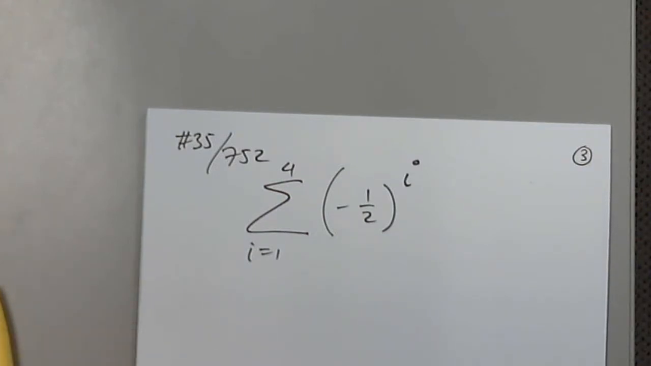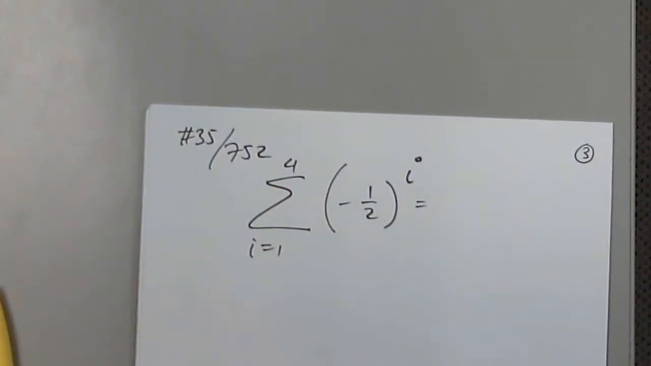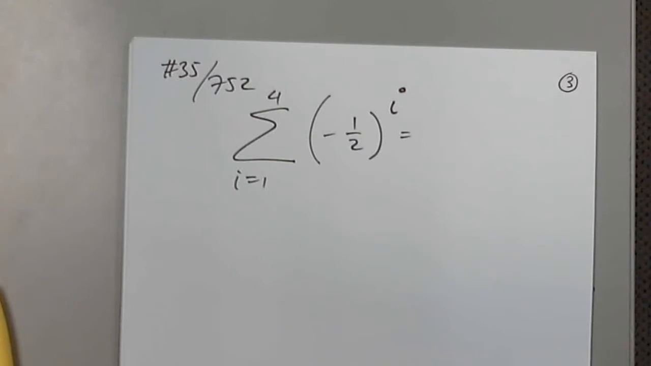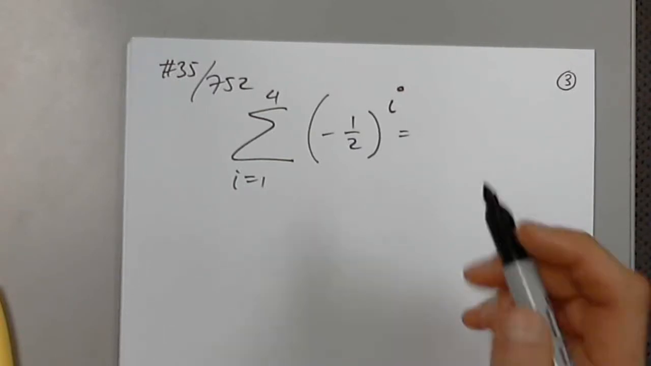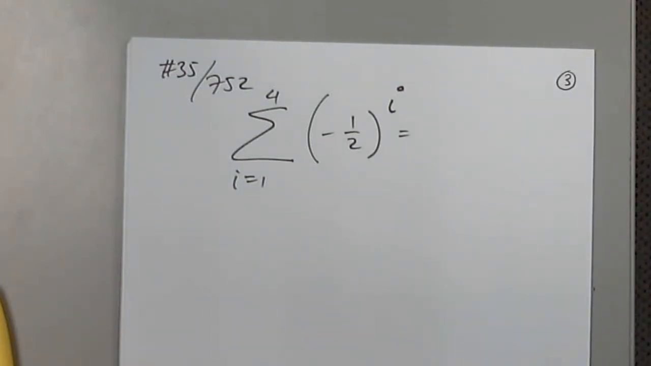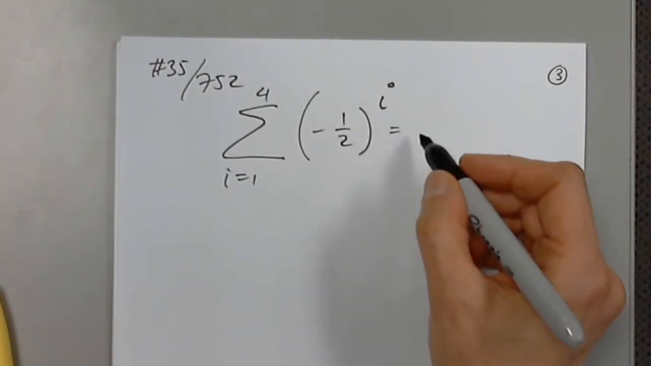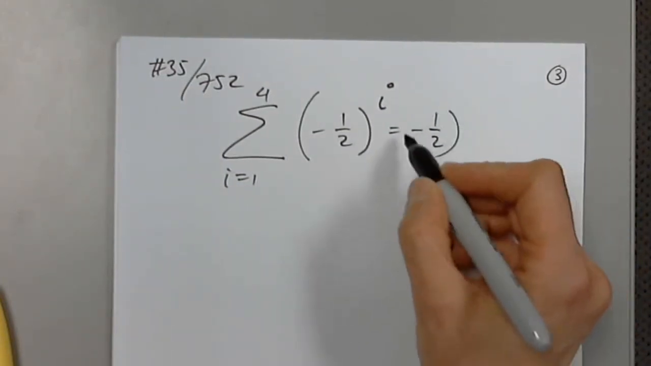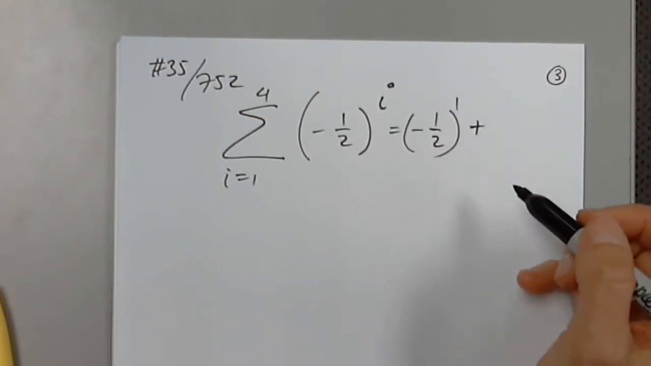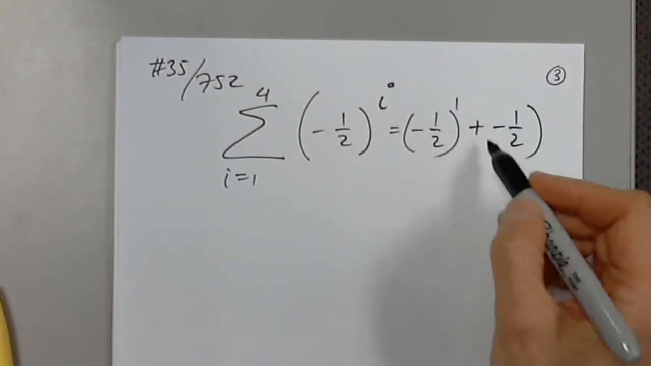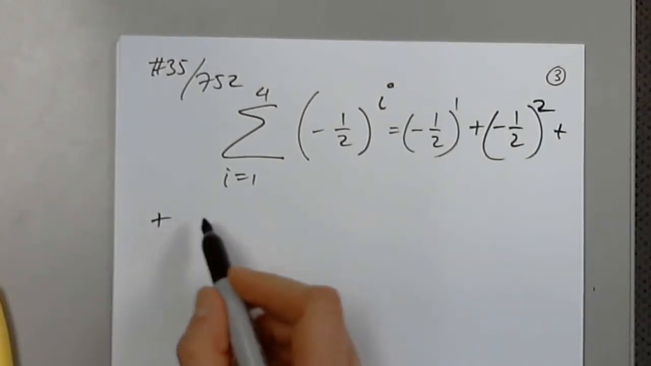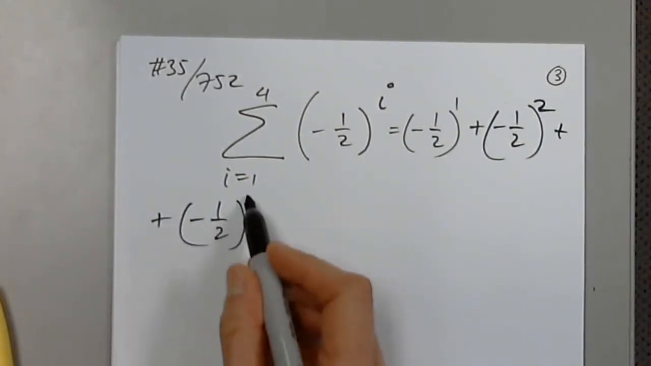Good, so let's list them. So let's see them. What will be the first term? Not calculated, just for everyone to see what will be the first term. -1/2 to the power of 1. Good. Plus -1/2 squared plus -1/2 cubed.